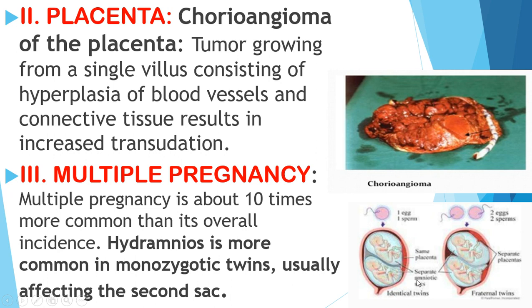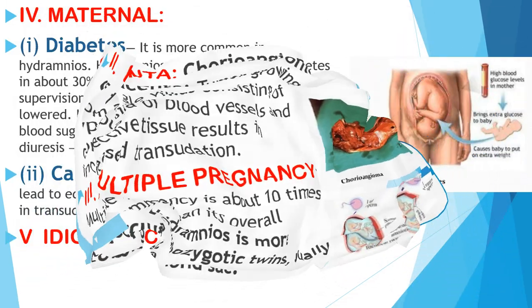Third cause is multiple pregnancy. You can see from these pictures, hydramnios in multiple pregnancies is about 10 times more common than its overall incidence. Hydramnios is more common in monozygotic twins, where each one has a separate chamber, usually affecting the second sac. You can see this is the second sac, so there may be more fluid. So multiple pregnancy also causes polyhydramnios.